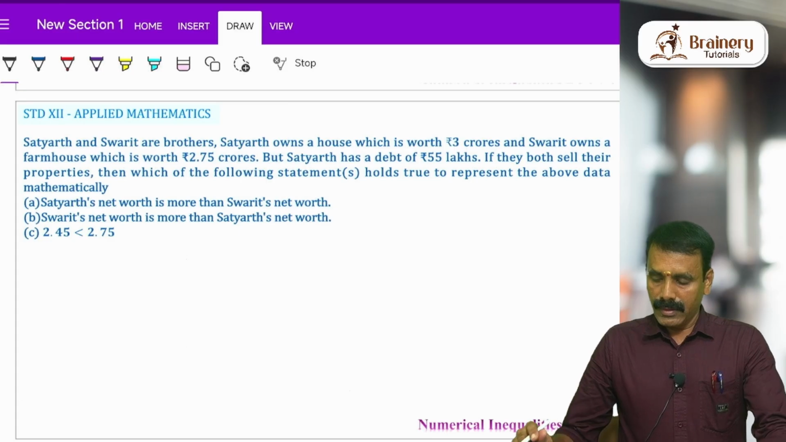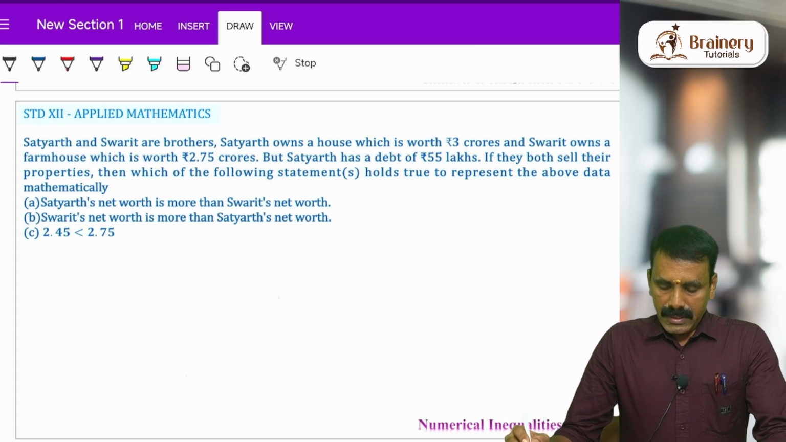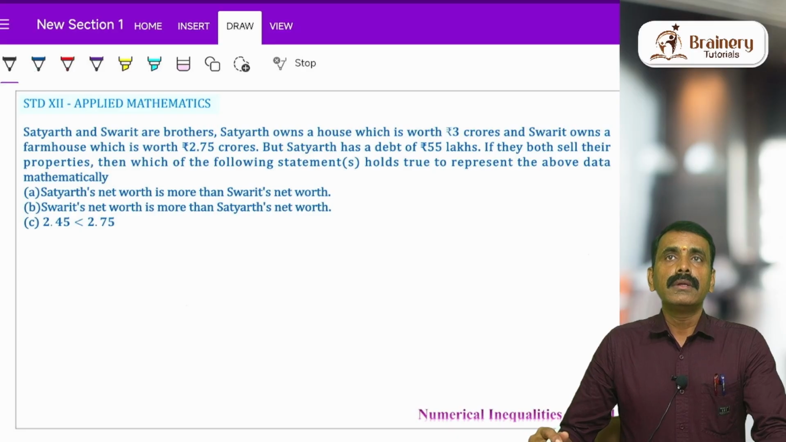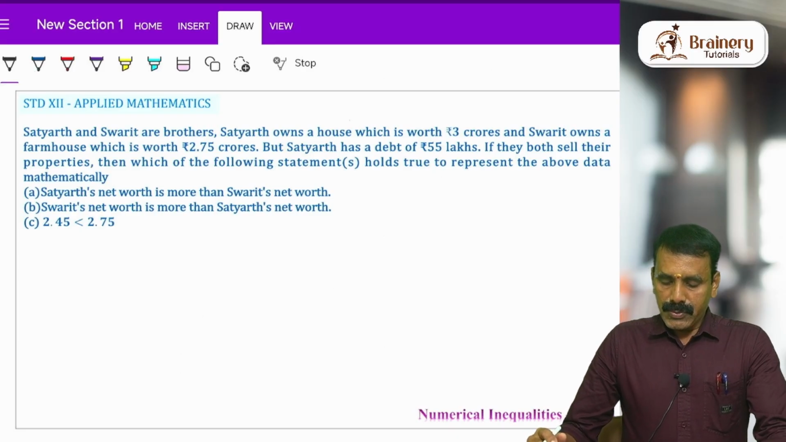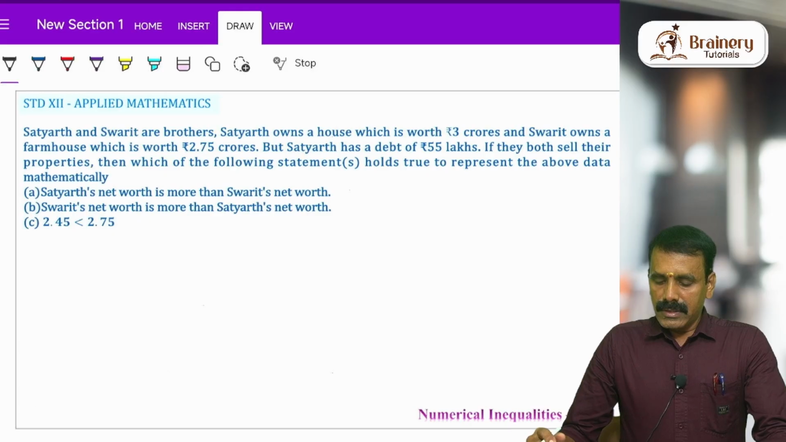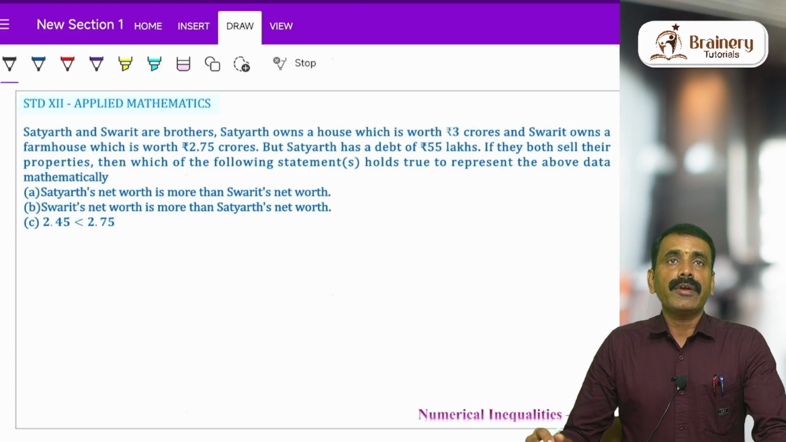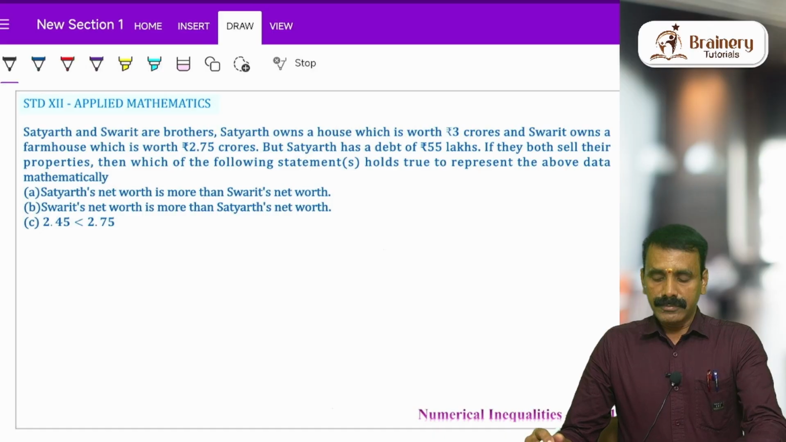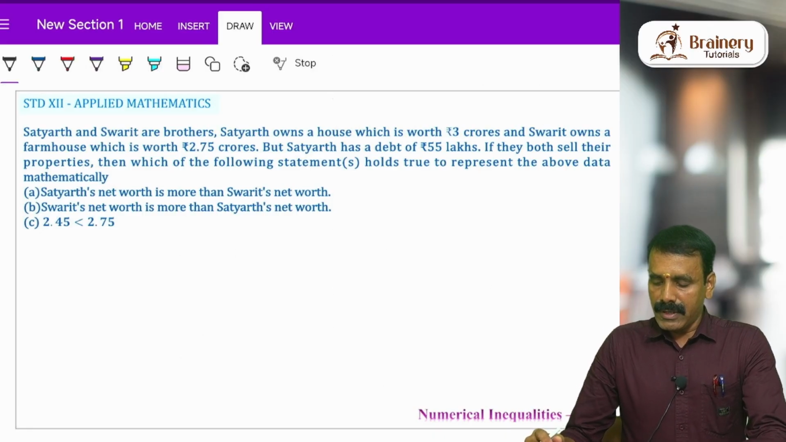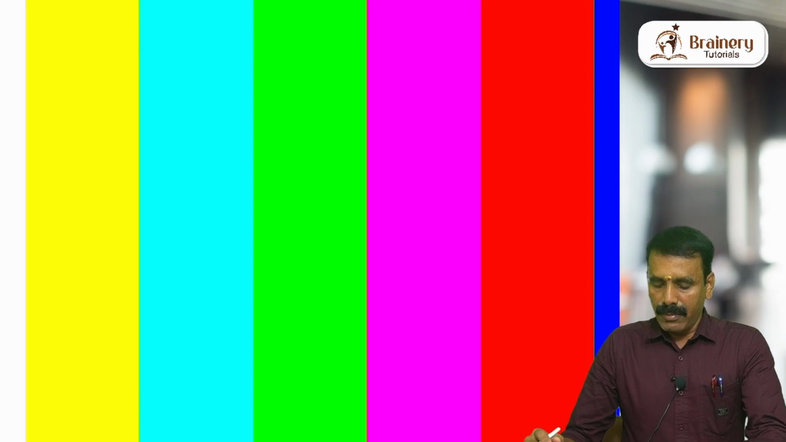Now let us consider this question. Satyarth and Swarit are brothers. Satyarth owns a house which is worth 3 crores and Swarit owns a farmhouse which is worth 2.75 crores. So both are having a property worth 3 crores and 2.75 crores respectively. But Satyarth is going to have a debt of 55 lakhs. If they both sell their properties, then which of the following statements holds true to represent the above data mathematically?